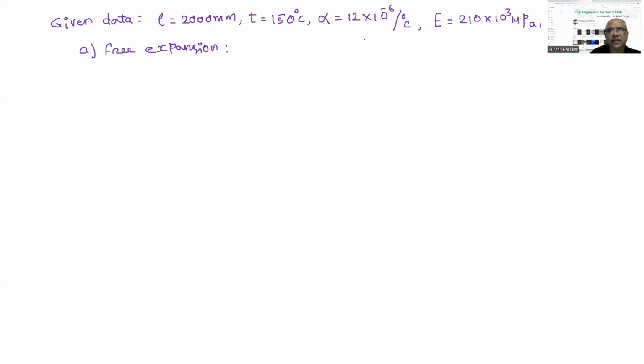Now first we have free expansion, delta L, equal to L alpha T. We have value of L 2000, alpha 12 into 10 raised to minus 6, and T is 150. If we solve this, we get the value of delta L equal to 3.6 millimeters.